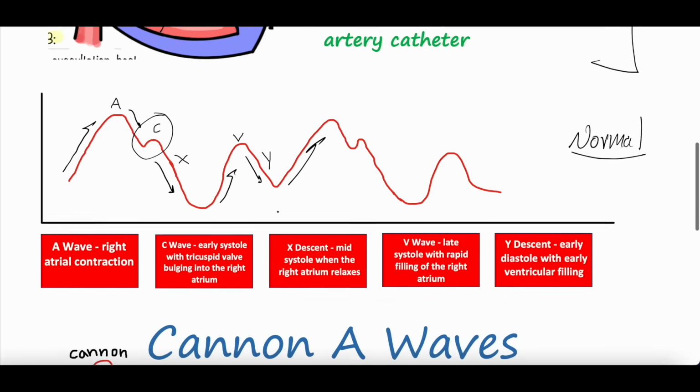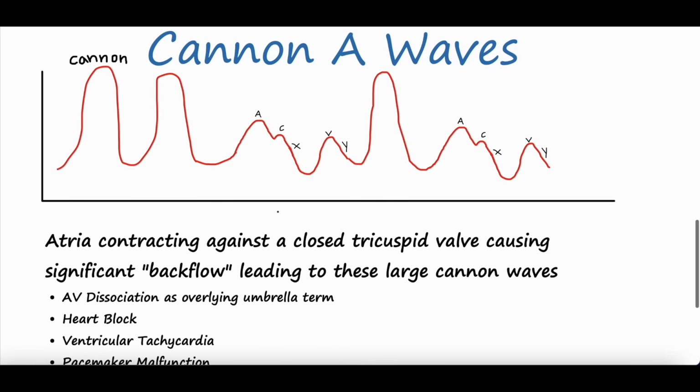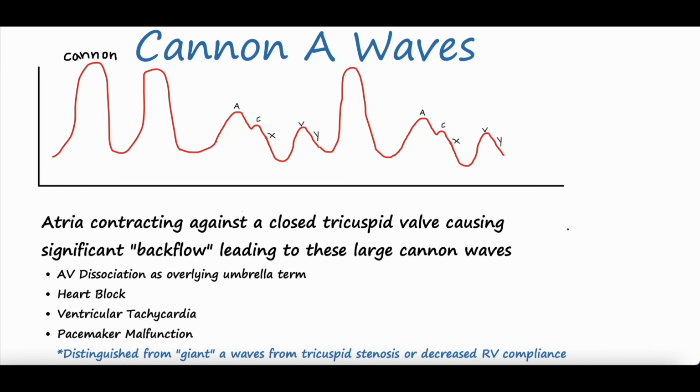But today we want to talk about Cannon A waves. So this is something you might see if you're looking at the monitor, the CVP tracing of a patient. And if you recognize this, it can help you in identifying pathology going on, right? Because these Cannon A waves are pathologic. They call them Cannon A waves because they're these humongous waves that you'll see on the CVP tracing.